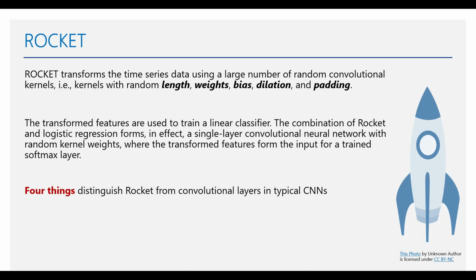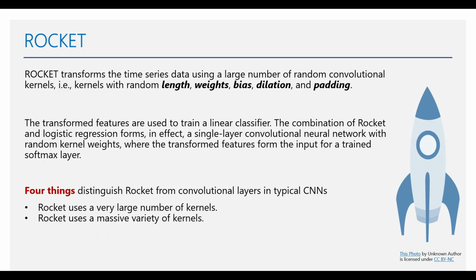Four things distinguish Rocket from typical convolutional layers in CNNs. The first is that Rocket uses a very large number of kernels. Second is that it uses a massive variety of kernels.